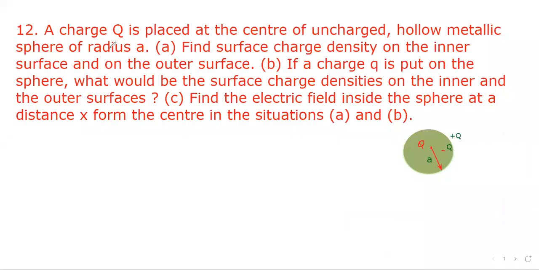Question number 12. A charge Q is placed at the center of an uncharged hollow metallic sphere of radius A. Find the surface charge density on the inner surface and on the outer surface. If a charge q is put on the sphere, what would be the surface charge densities on the inner and the outer surfaces? Part C. Find the electric field inside the sphere at a distance x from the center in the situations A and B.